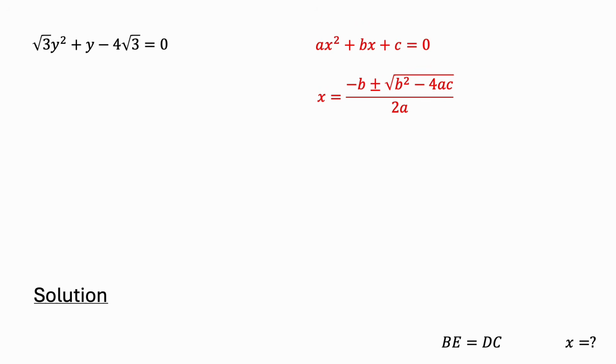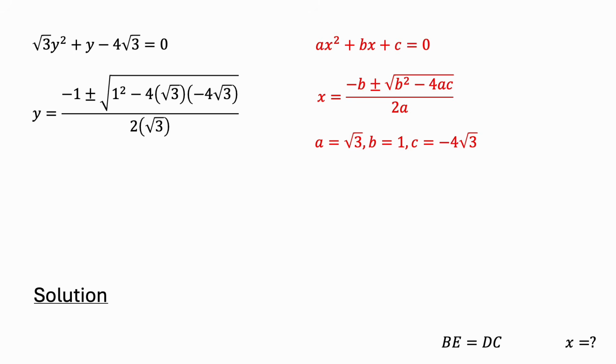Using the quadratic formula, with a equals square root 3, b equals 1, and c equals minus 4 square root 3, we get two solutions. y equals square root 3 or y equals minus 4 over square root 3. Since y is positive, we have y equals square root 3.